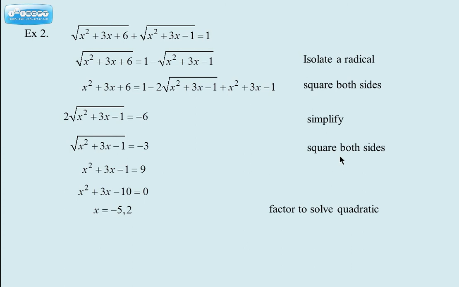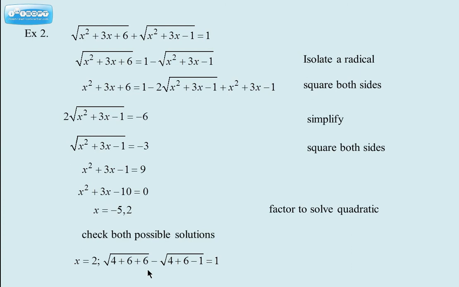These need to be verified. We substitute them both into the radicals, and you can see that 2, when it's substituted and we solve, does equal 1. And when we do the same with -5, it also equals 1. That completes the presentation.